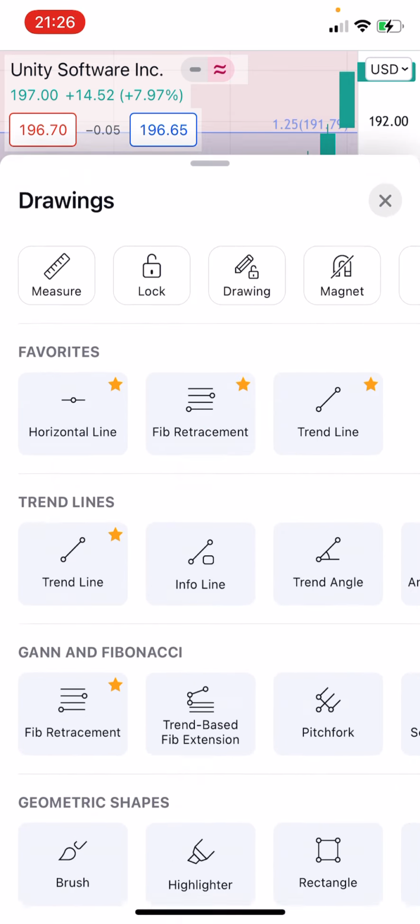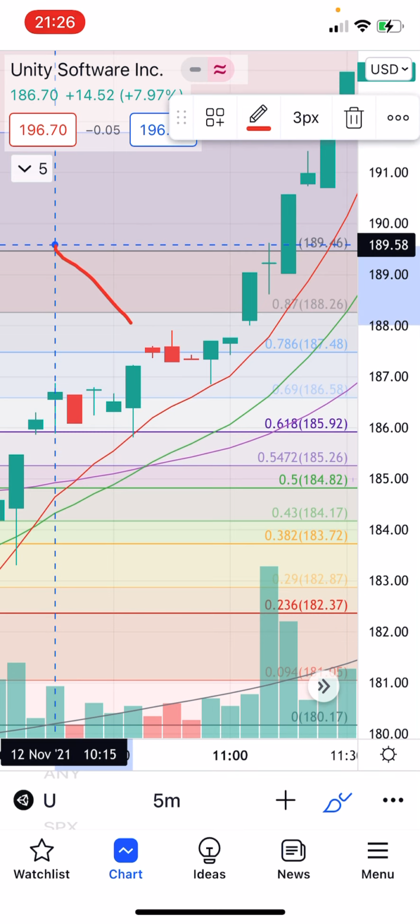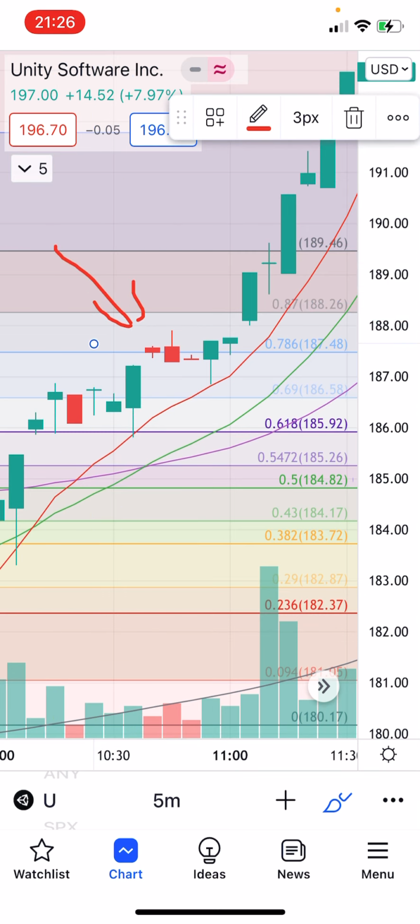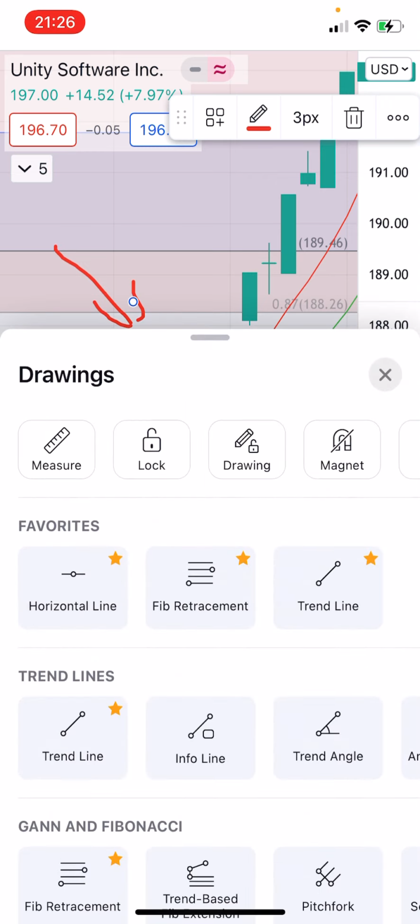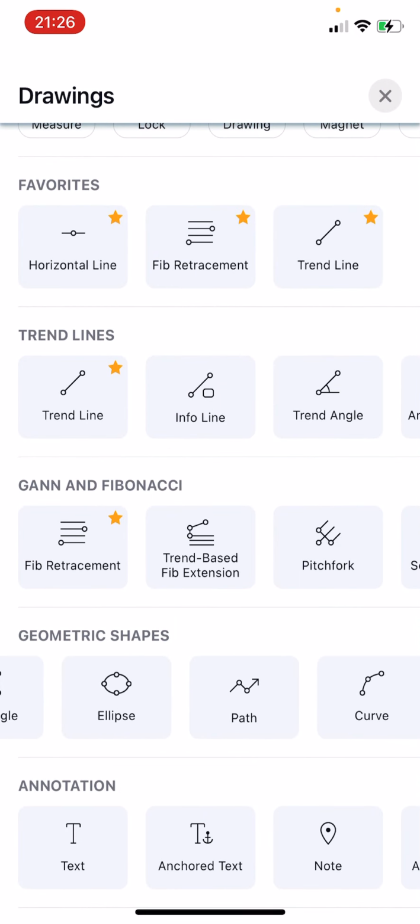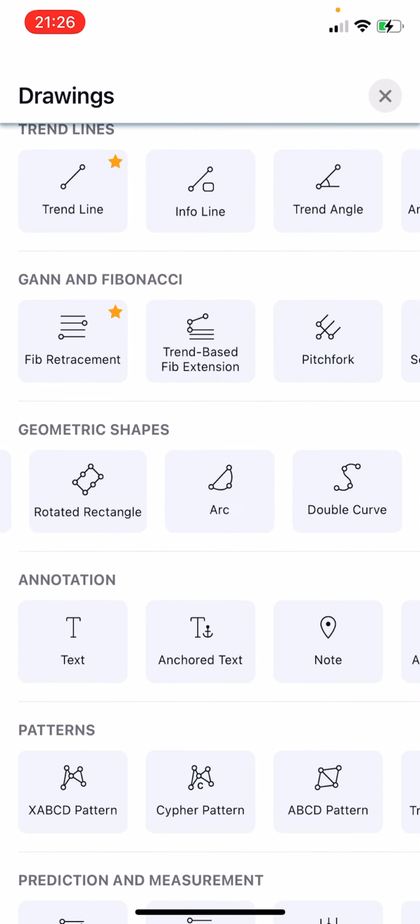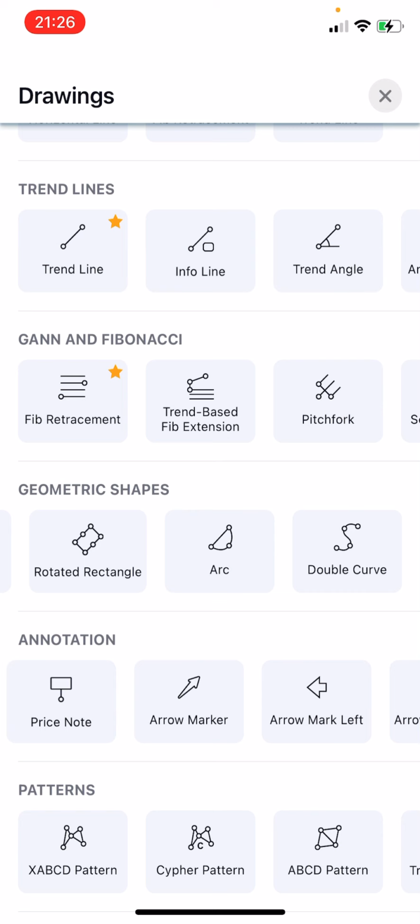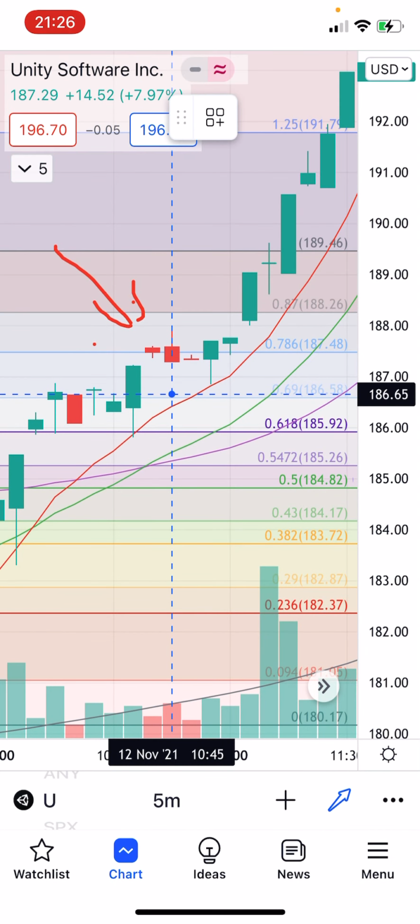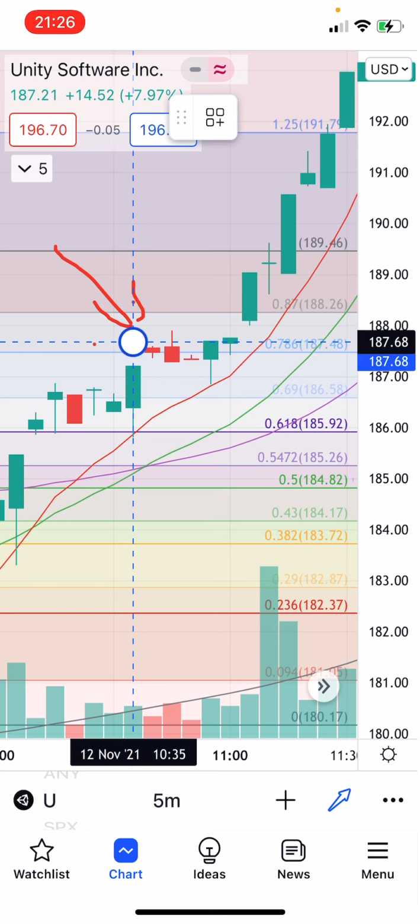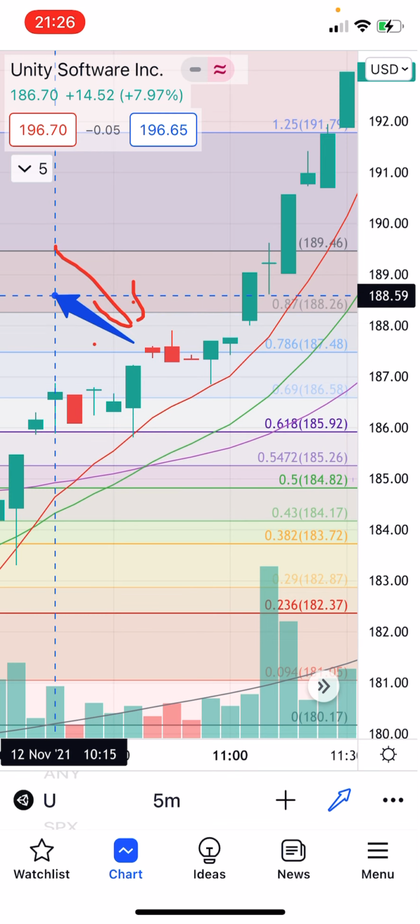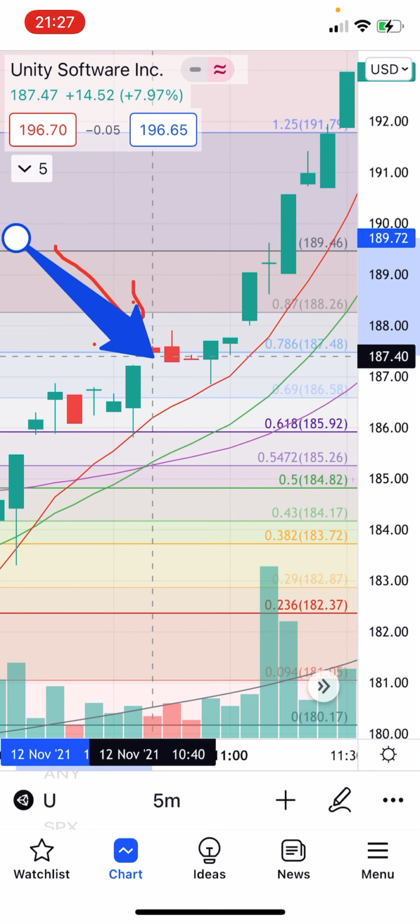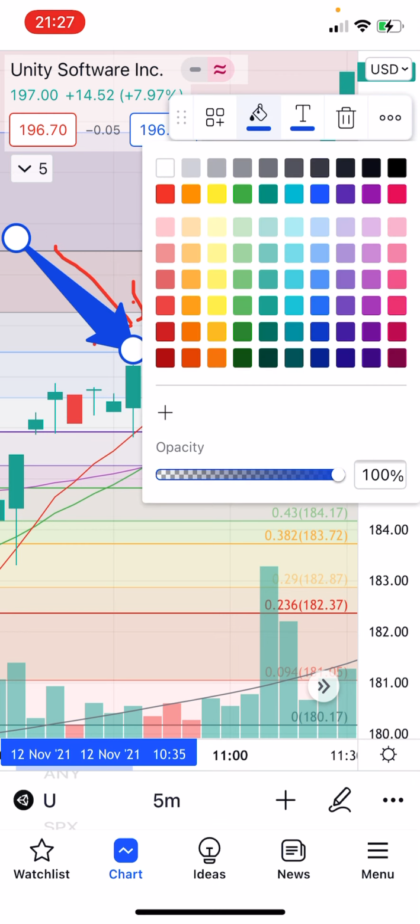See if I can draw something on here. 0.786 level. That's a crappy arrow. Anyways, see if I can actually get an actual arrow here. Make it look a little more presentable. All right, so basically about right here. Let's reverse that. There we go. And we'll make that red.